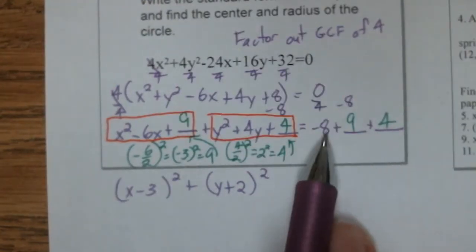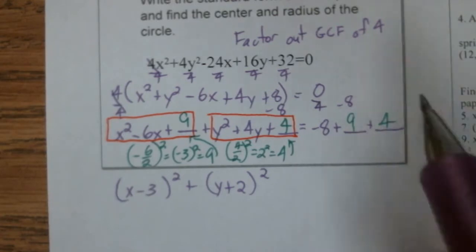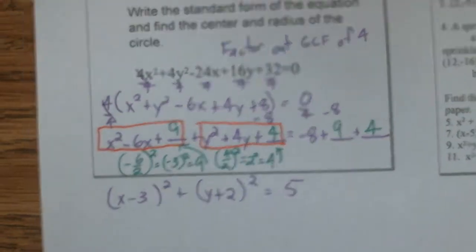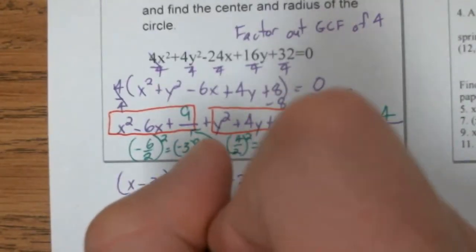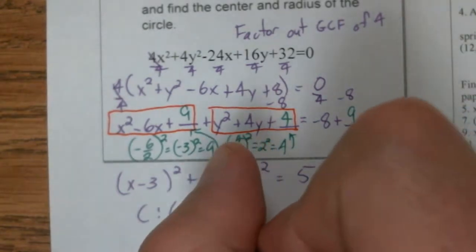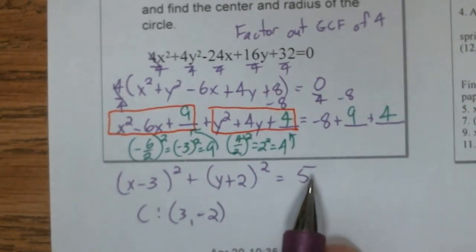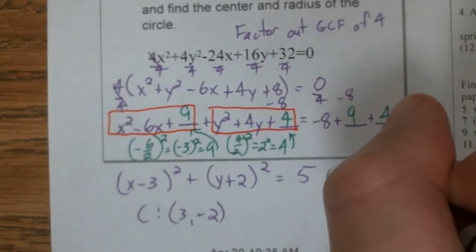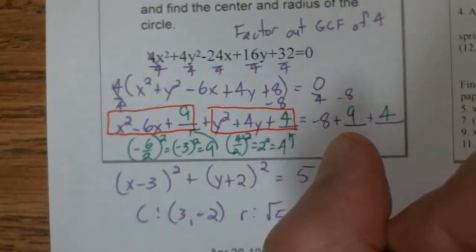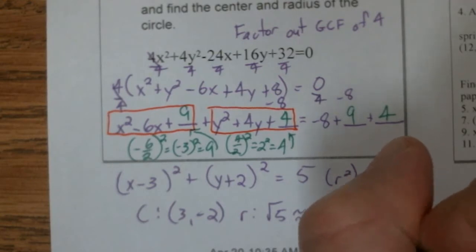And then combine your like terms. Negative 8 plus 9 plus 4 is 5. And now I got my standard form. My center is going to be flippy flip, 3 comma flip, negative 2. My radius is going to, this is r squared, so I got to take the square root of that. So my radius is actually going to be the square root of 5, which is approximately 2.2.